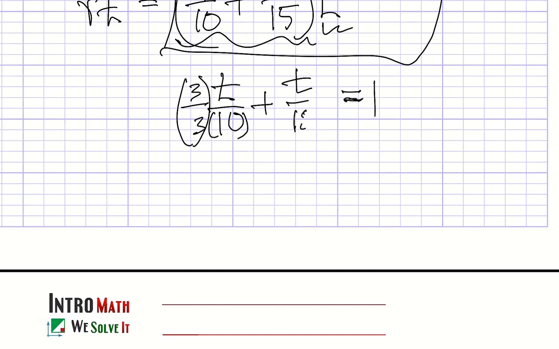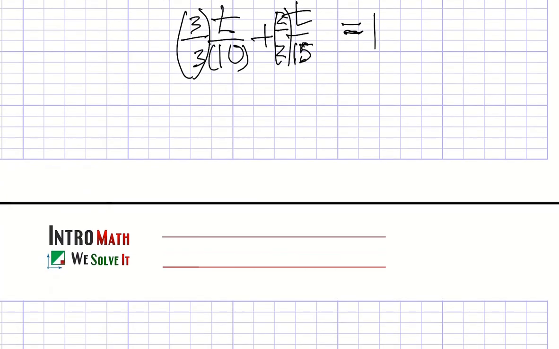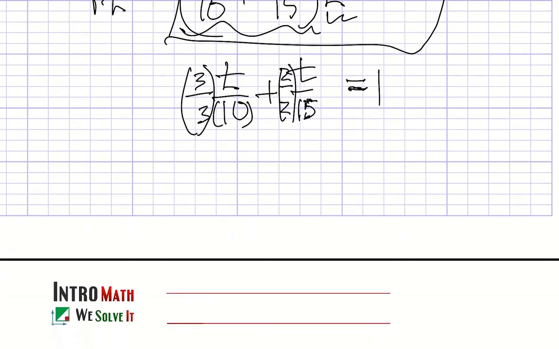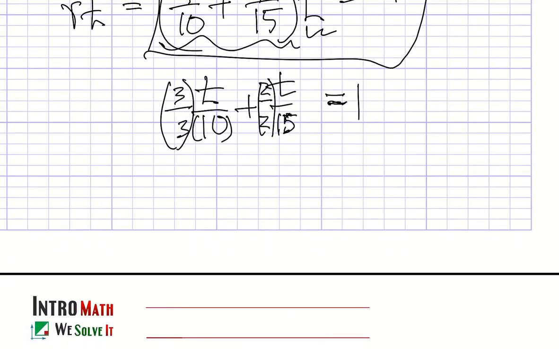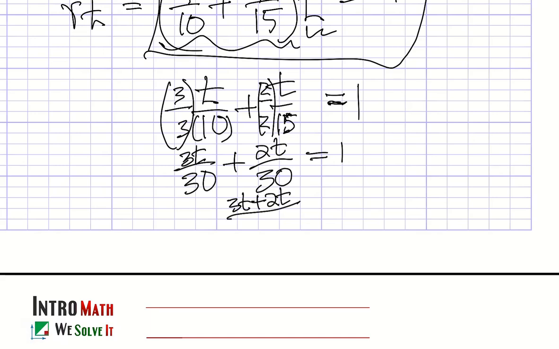Okay, sorry about that. 2 over 2 like that. Multiply that out, 15, okay? All right, so you do that. I'm going to run out of space. So we got 3t over 30 plus 2t over 30, okay? All right, equals 1. So we'll combine those, it becomes 3t plus 2t over 30 equals, we can say, 1 over 1.